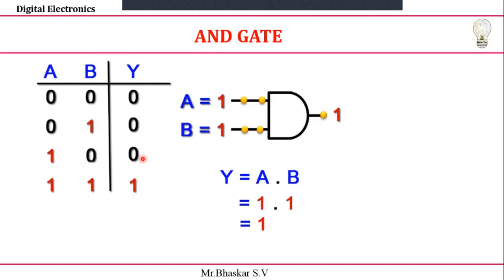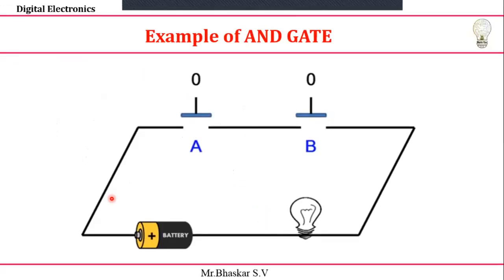The next question that arises in our mind is: where can I use these AND gates practically? We have already studied them in first year, so let's see where we are going to use them practically. I'm going to take an example here. I'll take a battery and 2 switches, named A and B, and connect them serially to a bulb.